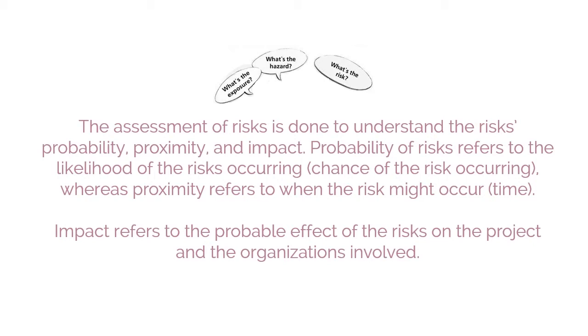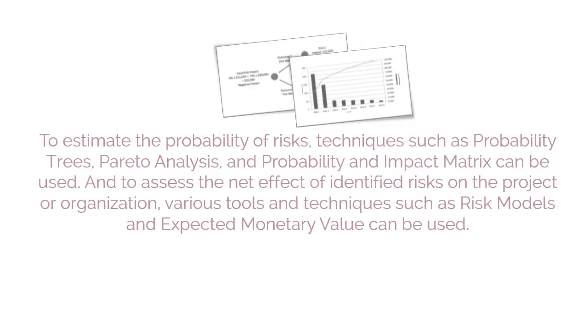The assessment of risks is done to understand the risk's probability, proximity, and impact. Probability of risks refers to the likelihood of the risks occurring, the chance of the risk occurring, whereas proximity refers to when the risk might occur, the time. Impact refers to the probable effect of the risks on the project and the organizations involved.